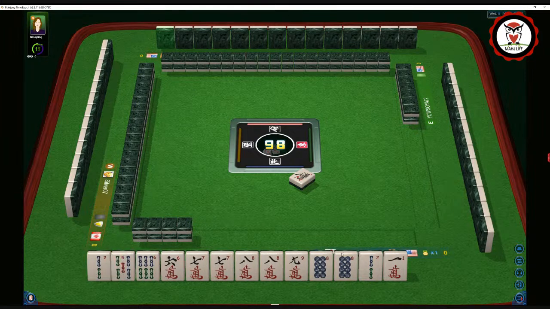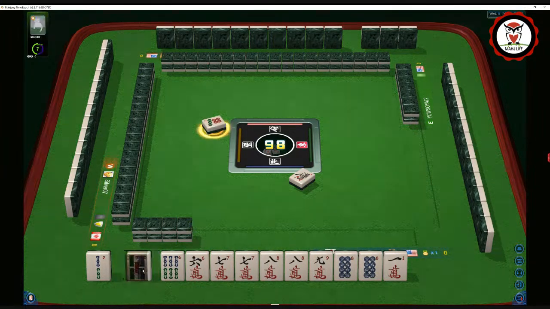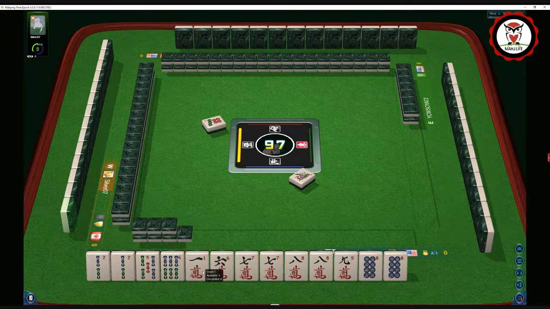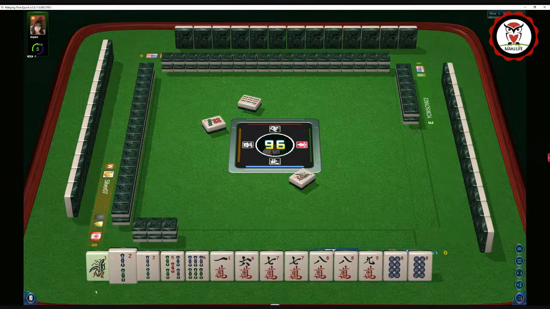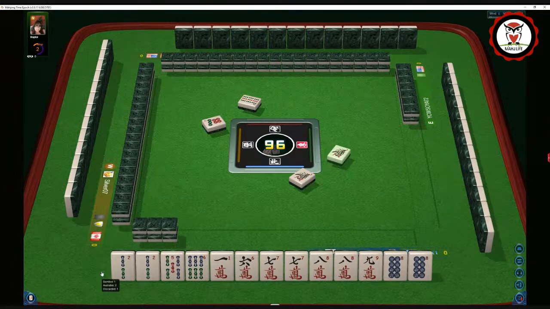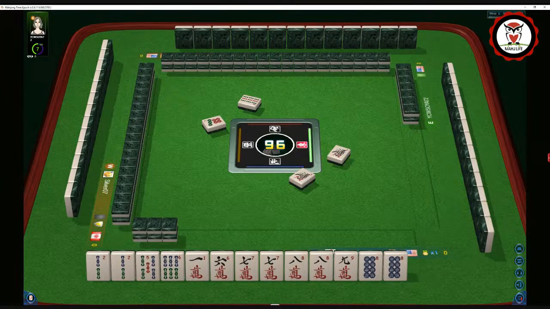Here's 2, 5, 6. 7 dots. 1, 8. 1, 6, 7, 8. 9 bamboos. All right, well, let's just see. Here's 1, 2. Oh my goodness. This is terrible. We got work to do. We're an underdog on this game.